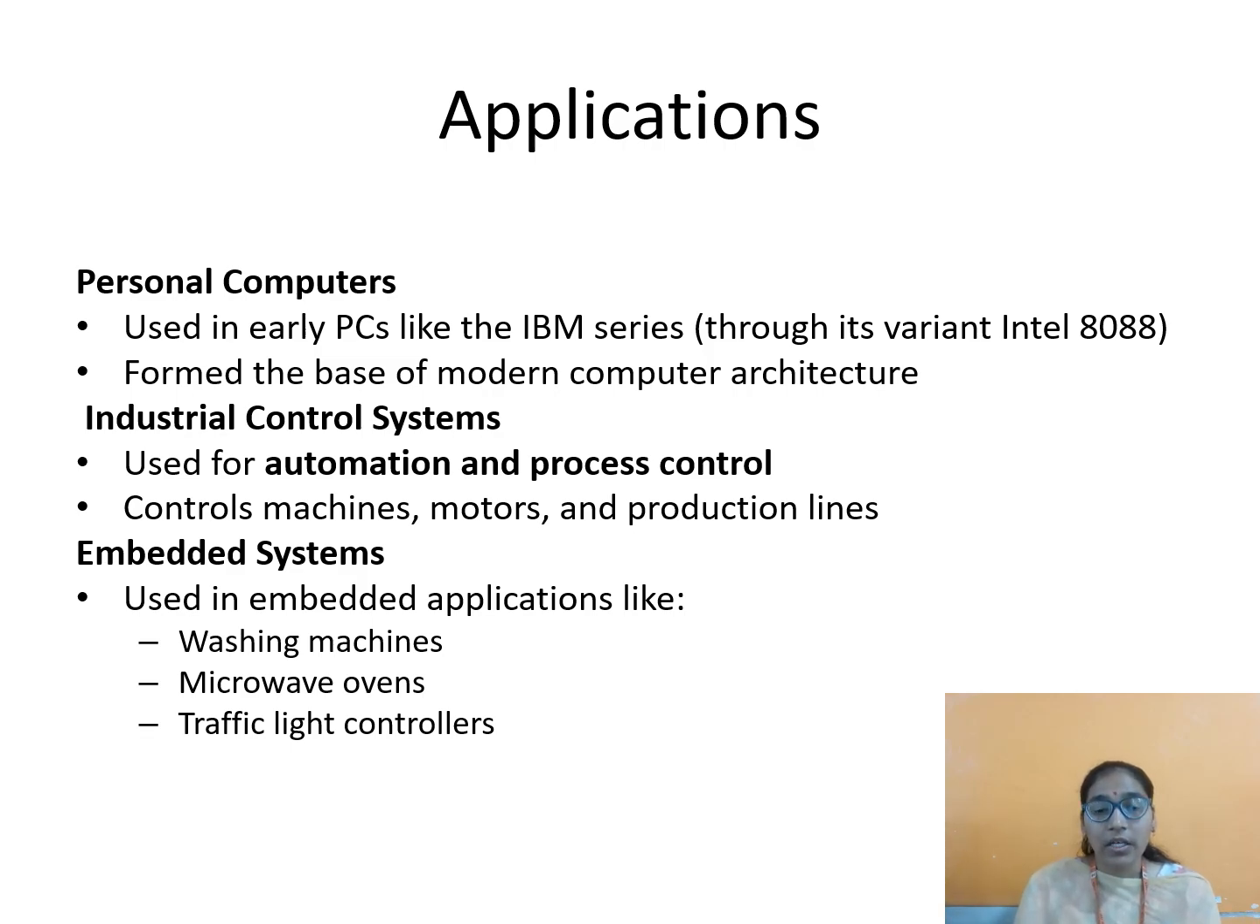Embedded systems. The 8086 microprocessors are used in embedded systems. These embedded applications are used in washing machines, microwave ovens, and traffic light controllers.